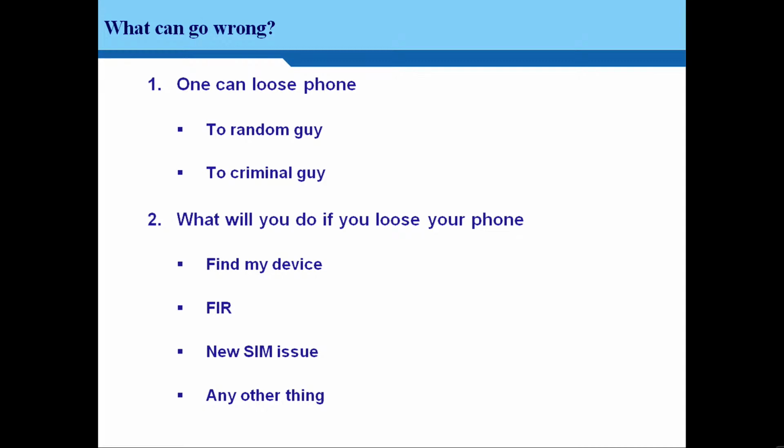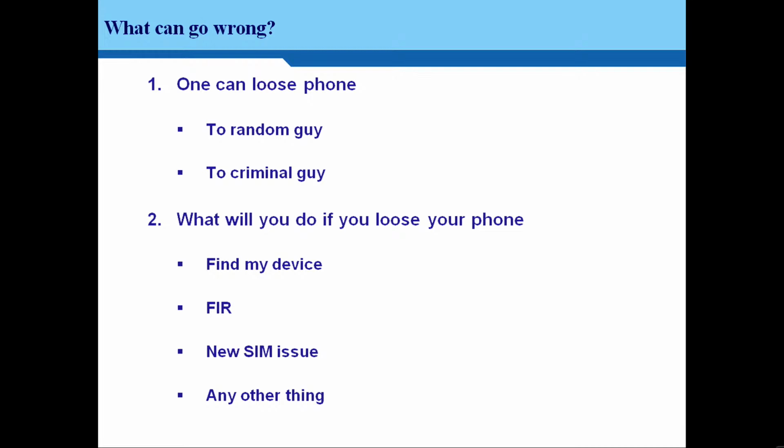People will say that they will use Find My Device, they probably will file an FIR for the missing phone, they will get a new SIM issued, but we don't know what is the right order of what we need to do if we lose our phone. Ideally, if your phone is lost, you should block your SIM first, because the biggest possible misuse is through your SIM card. Somebody can take the SIM out of your phone and put it in his phone, although your phone is locked, your SIM is not locked. There is a solution for that. You can actually put a PIN on your SIM card also, which we don't do typically.